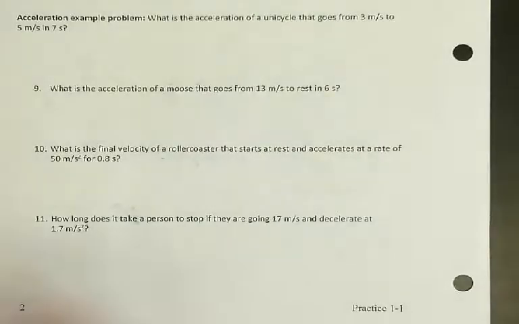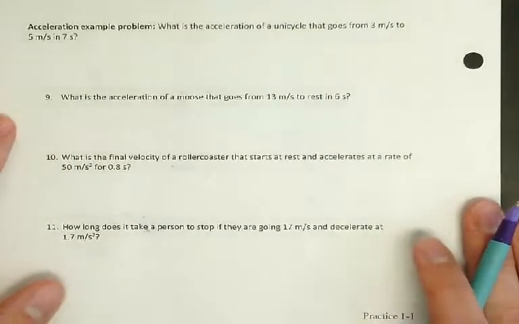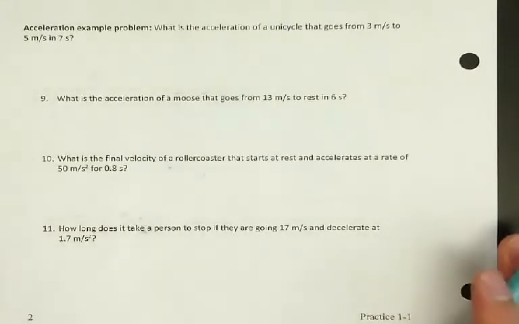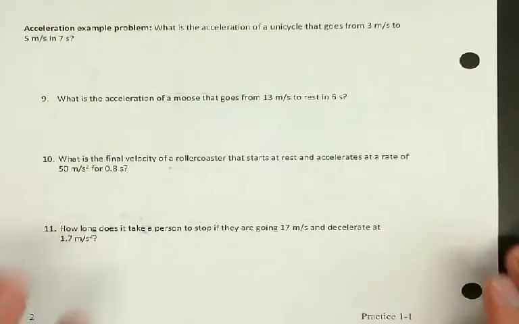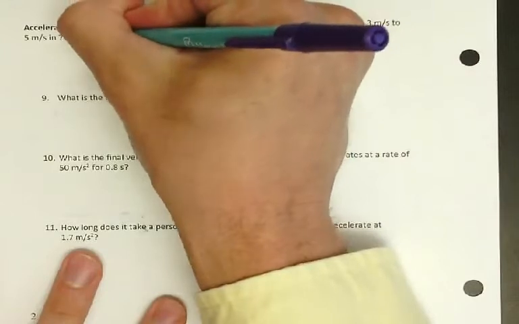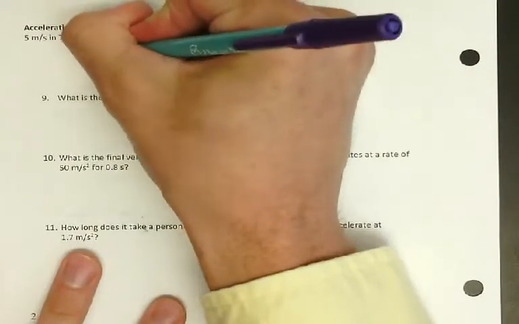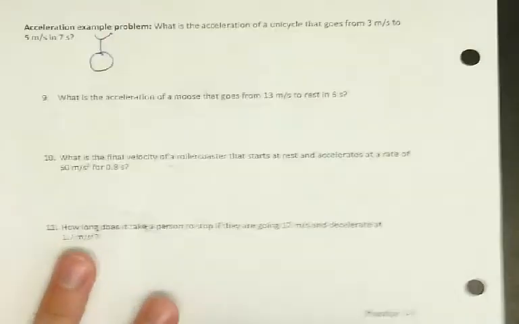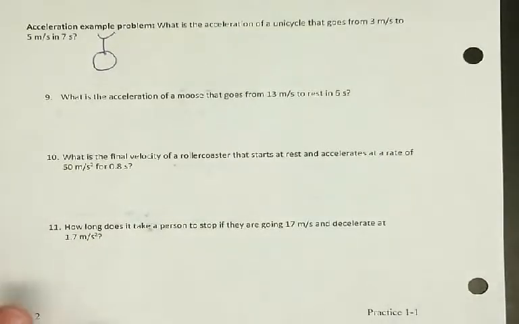All right, acceleration problem. So what's the acceleration of a unicycle that goes from 3 meters per second to 5 meters per second in 7 seconds? So first thing we need to do is draw our diagram. So here is my unicycle. Okay, and then I go through my problem.